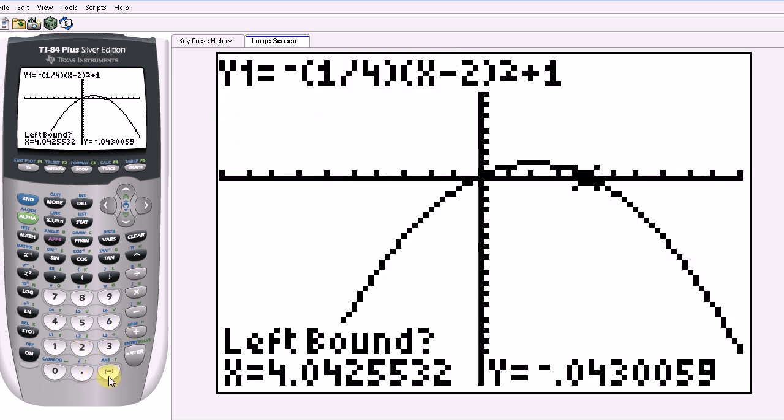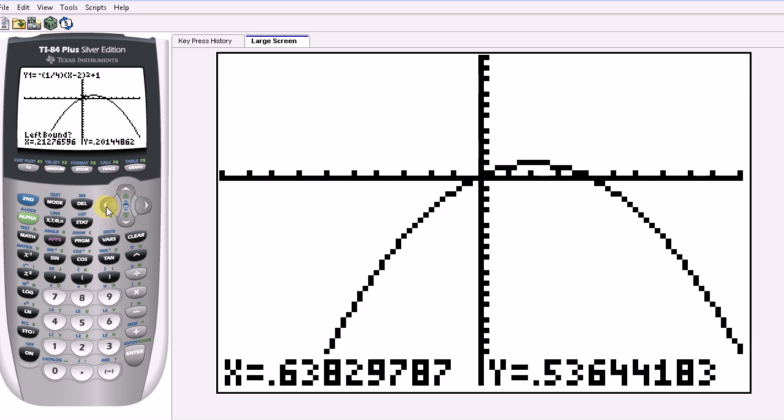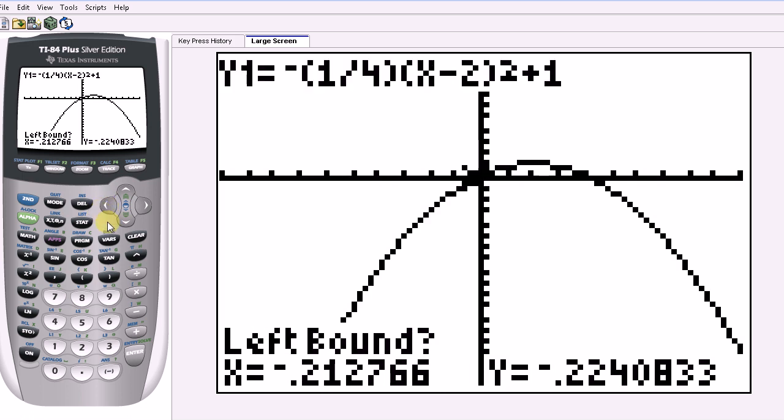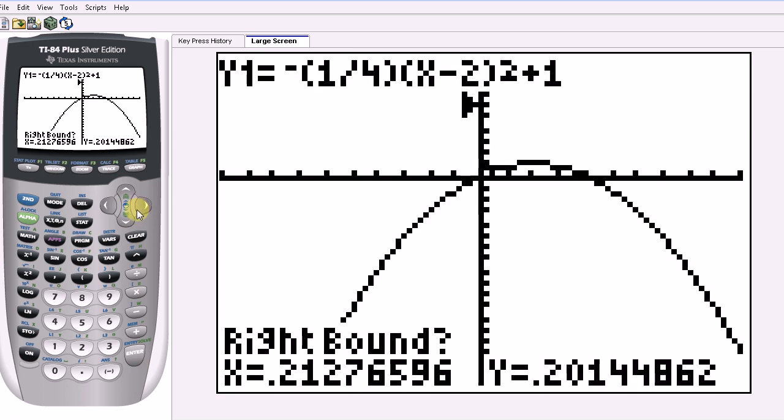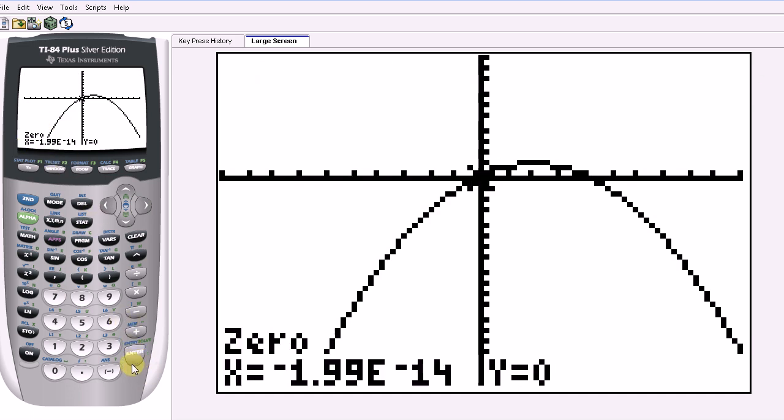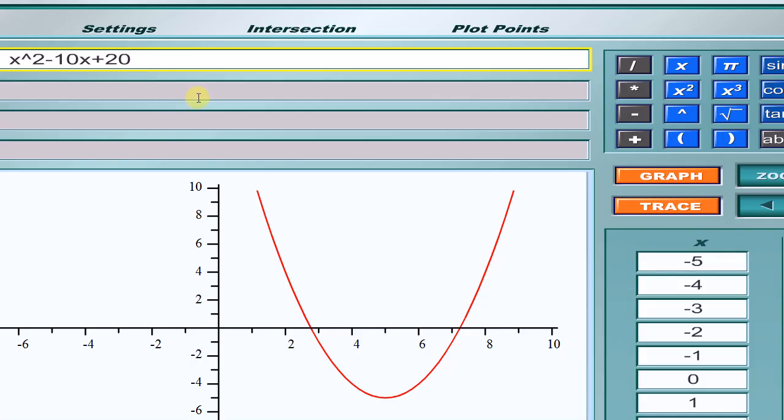We're calculate zeros, and we go back to this side, and it says left bound, so we want to be in the negative, and then the right bound we want to be in the positive, and then that's it. See, now when it says guess, I'm going to press enter, and that's my 0, and that's a kind of a funky 0. That's interesting. So let's figure out what it is algebraically. I'm going to plug it into this graphing calculator.